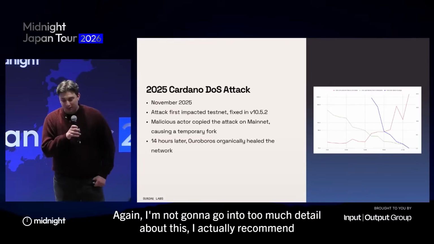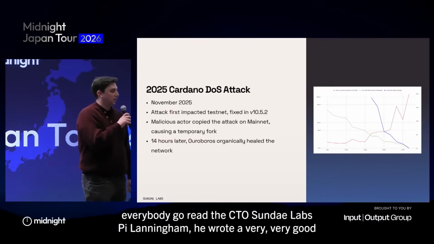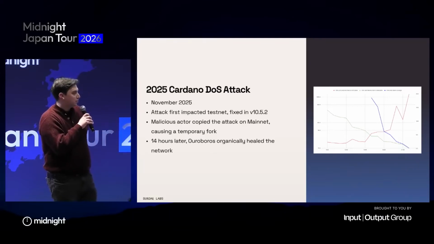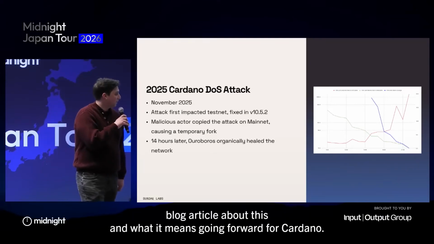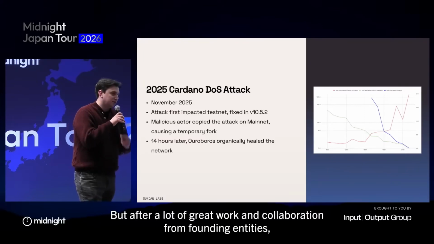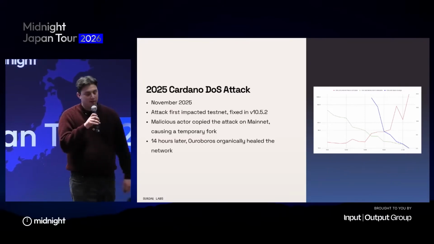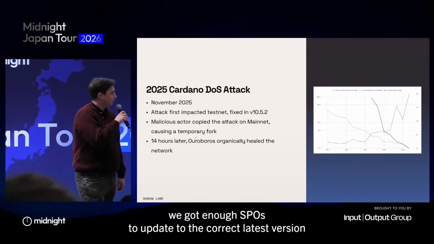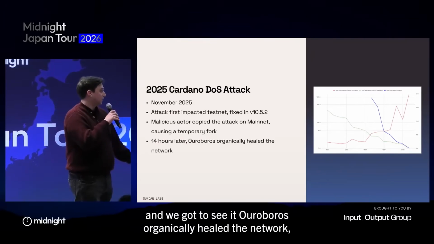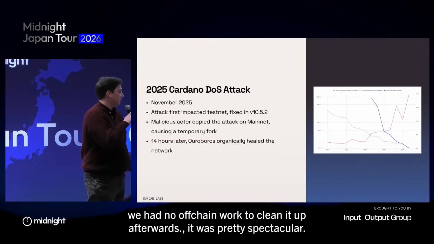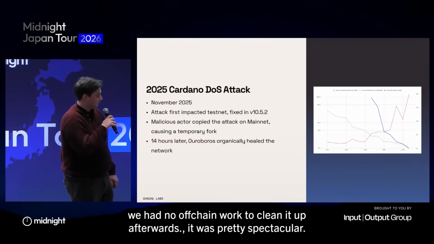Again, I'm not going to go into too much detail about this. I actually recommend everybody go read the CTO of Sundae Labs, Pi Lanningham. He wrote a very, very good blog article about this and what it means going forward for Cardano. But after a lot of great work and collaboration from founding entities, companies, and people on Cardano, we got enough SPOs to update to the correct latest version, and we got to see Ouroboros organically heal the network, which is actually pretty special. We had no hard forks. We had no off-chain work to clean it up afterwards. It was pretty spectacular.